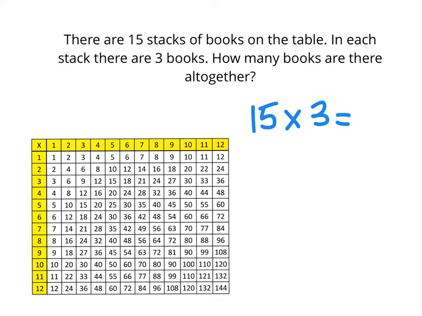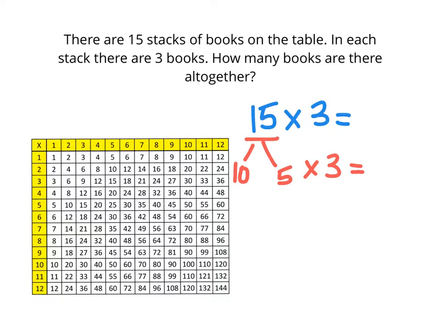Here's the last question that I'm going to show you. There are 15 stacks of books on the table. In each stack, there are 3 books. How many books are there all together? So for the last time, I'm going to use my times tables chart, and I'm going to break my bigger number here, 15, up into 10, and 5 groups of 3 because I can't figure them all out on the one chart.